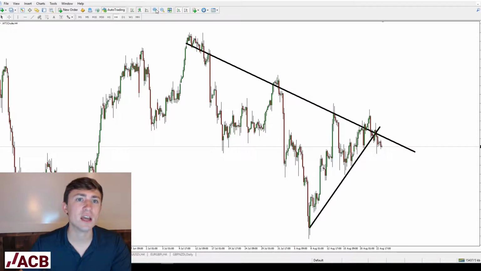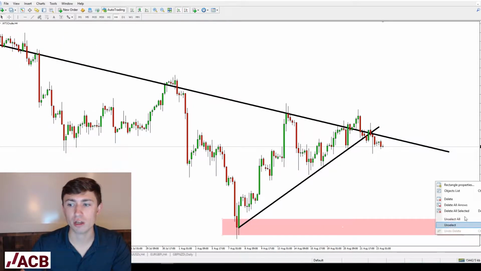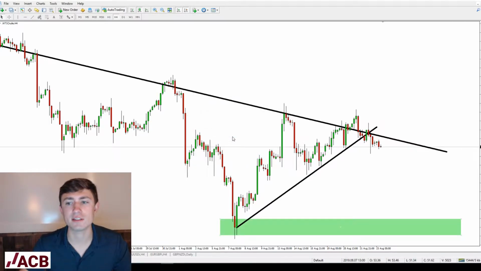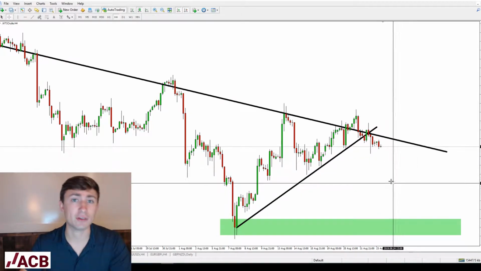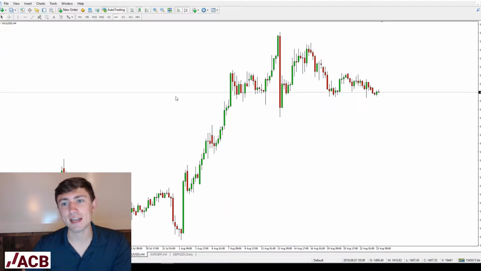Now, the question is, we have seen somewhat of a break of this structure. Are we going to continue lower? And if so, I think our first stop is going to be to test this recent structure low. I think that might be something to look out for. If price does decide to continue lower, good chance that it's going to head to this point. Might find some intraday trades to get us down to that level if we do see some momentum pick up there.